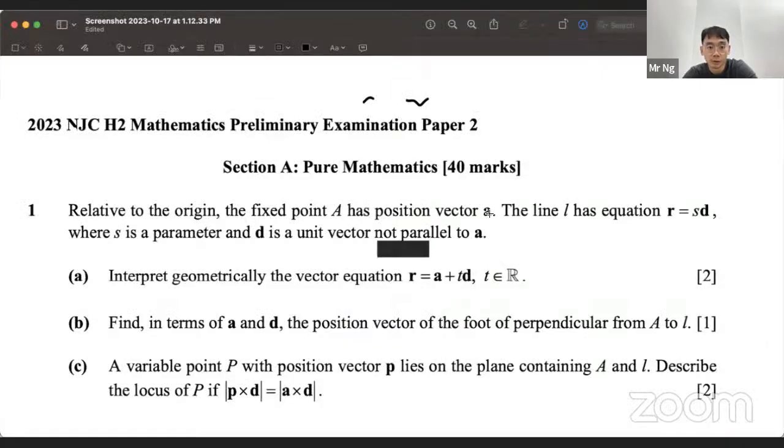And today the paper that we are going to go through is NJC 223, paper 2. Okay, so let's start. I don't know how else I can expand the white space. So if you guys know how to do it, please comment. Hopefully there's someone to comment. Else, let's start.